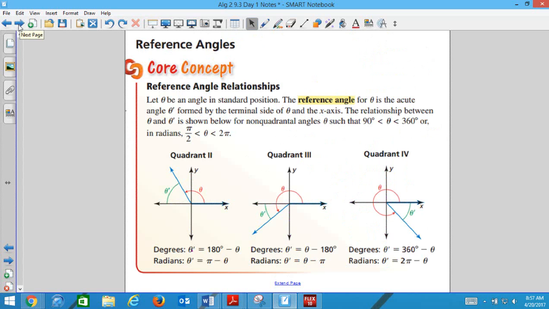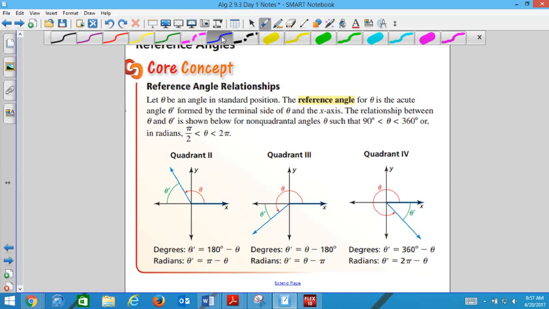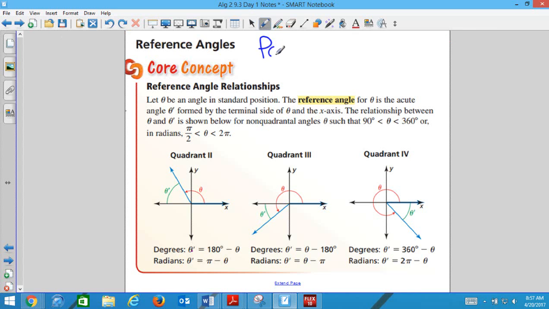All right. Reference angles. We've already kind of talked about reference angles, but we haven't used them for anything yet. We're going to use them today. A reference angle, there's 3 things that are very important about the reference angle. First thing is that they're always positive. It's never a negative number.